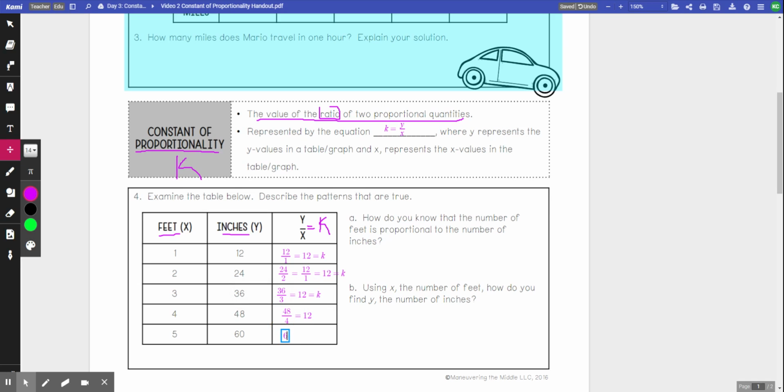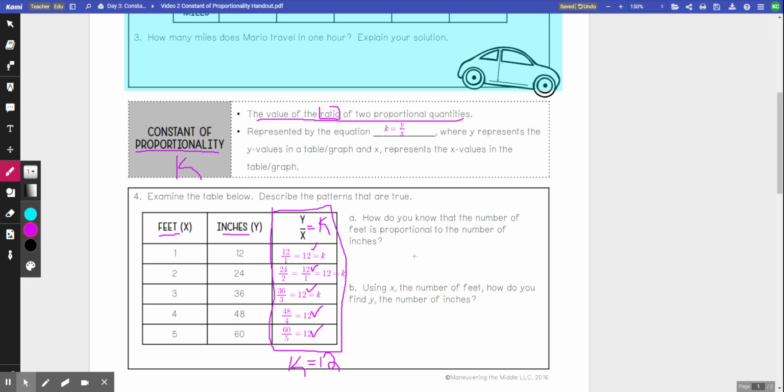And our next set, we have 60 over 5, which shockingly simplifies to 12. Now, this should not come as a surprise, because we all know that 12 inches are in 1 foot. But this is how we would test for proportionality: we would check all of the ratios of y over x and make sure that they're all the same number. Once we've determined that they're all the same number, we can safely say that yes, this has a constant of proportionality, and that constant of proportionality is 12.